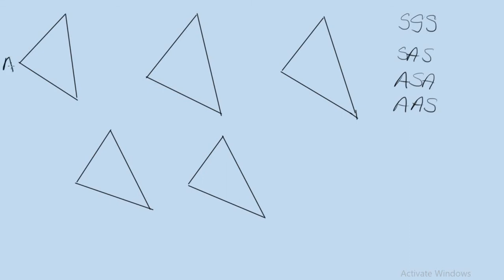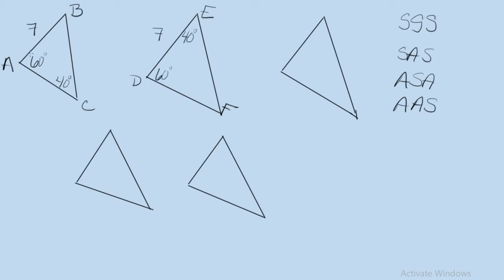So let's say we have this triangle right here. Let's call it ABC. I'm going to call this side 7, and we're going to say this angle is 60. This angle is 40. And over here we have triangle DEF. This is 7, this is 60, and this is 40.